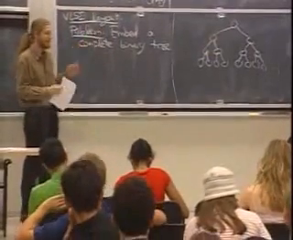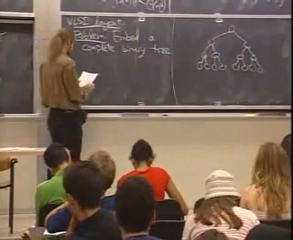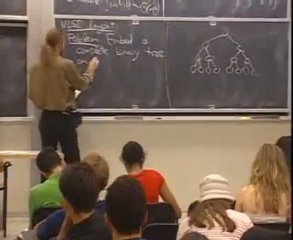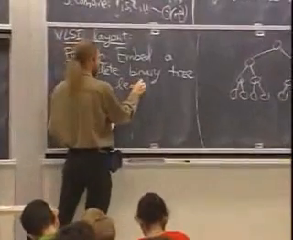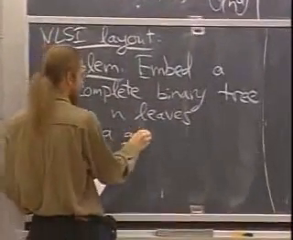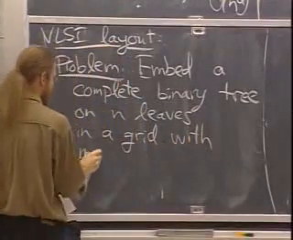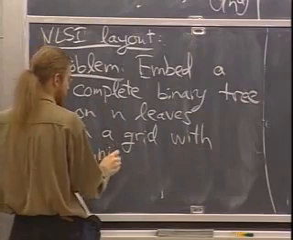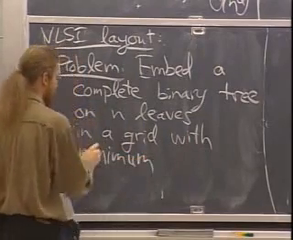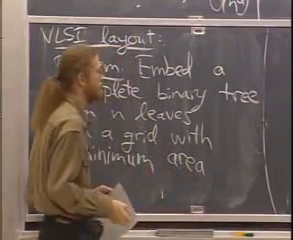I want to embed it into some chip layout on a grid. Let's say it has n leaves. I want to embed it into a grid with minimum area. It's a very cute problem, and it really shows you another way in which divide and conquer is a powerful tool.